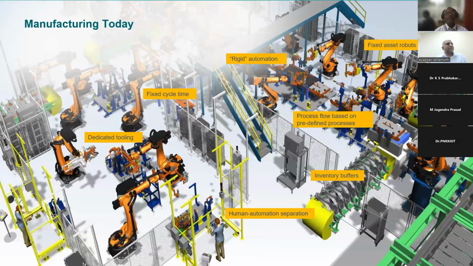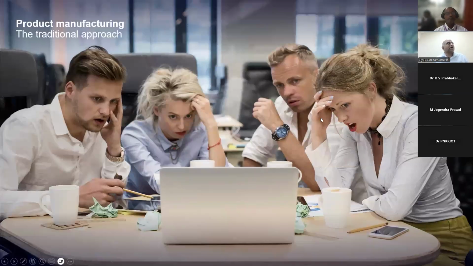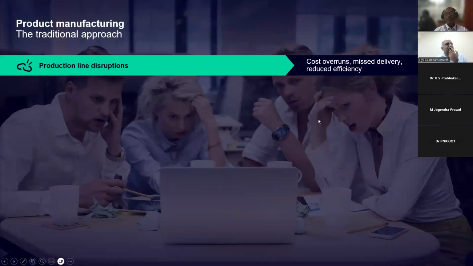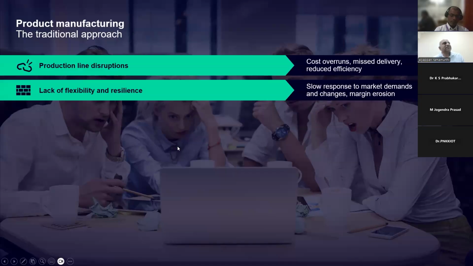So I'll go to the manufacturing side. This is the typical manufacturing. But what is the future of manufacturing? The issues with conventional manufacturing are line disruptions, and second, lack of flexibility and resilience. What it means is, if there is only one type of product and the product is not going to change, then things are relatively simple, say power generation.